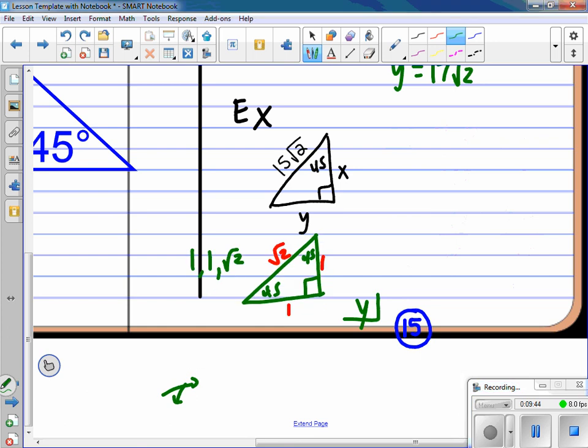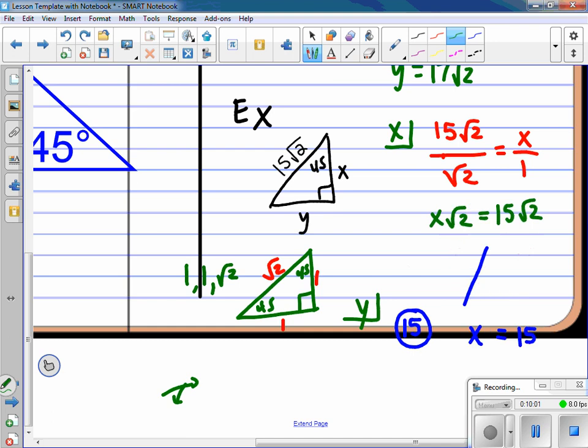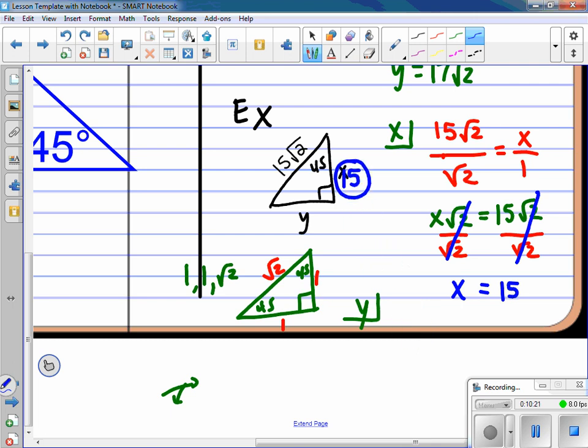All right, so there's my reference triangle, and again, it's matched up with the one that's above it. Put the sides in the right place. Let's start finding x. I got 15 square root of 2 over square root of 2 is equal to x over 1. Cross multiply, and I get that. I'll divide both sides by square root of 2. That cancels that one out, right? And on the other side, it cancels out there as well. I'm left with x equals 15. Okay, so I know x is 15. That means y is 15. I'm done with this one.